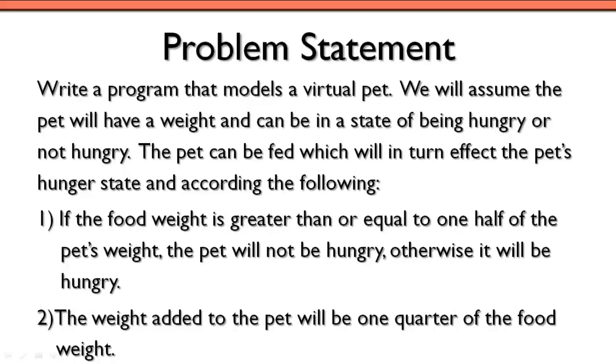So as we look at this problem statement, we can start thinking about the attributes or the properties or the state information associated with this virtual pet. So this virtual pet has a weight, and it also has a state of being hungry or not. And we have this operation of being able to feed the pet, and whenever we feed the pet, it results in possibly changing the status of it being hungry or not, and it definitely affects the weight. So the weight is again changed by adding 1/4 of the food weight.